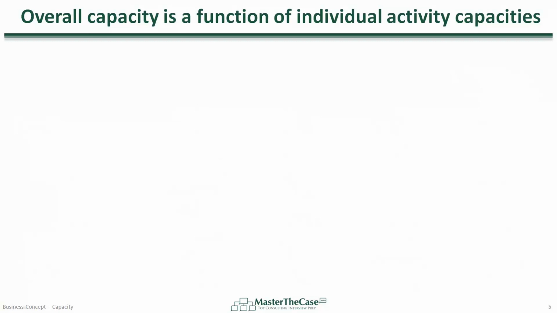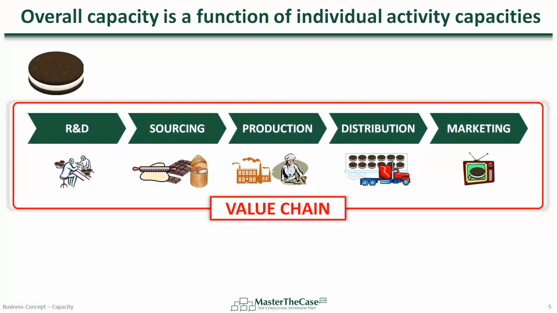Our final learning point in this tutorial is that overall capacity is a function of individual activity capacities. Recall from the strategy module that any business creates value by performing activities, which collectively form its value chain. Here's an example of the value chain for a cookie firm, with activities spanning R&D, sourcing, production, distribution, and marketing. Each of these activities has its own capacity, which forms the firm's overall capacity.